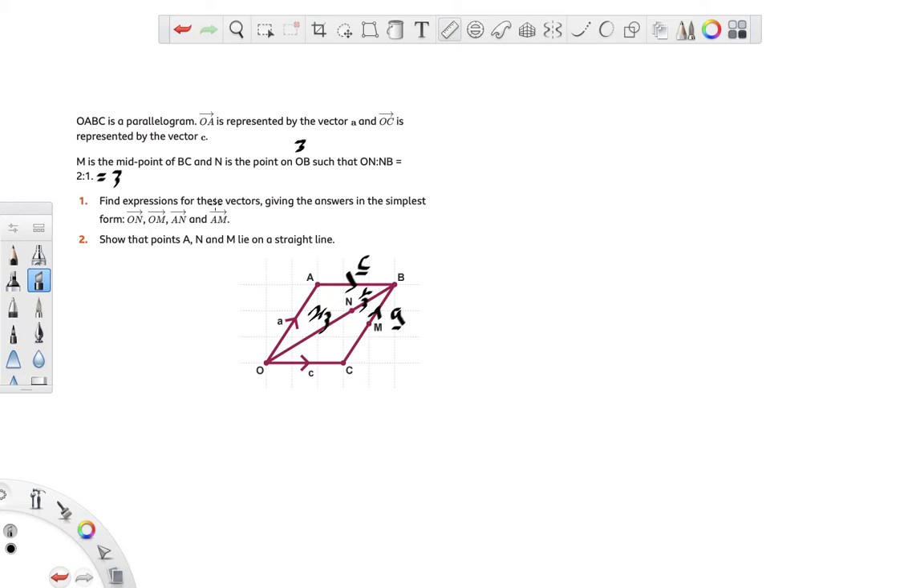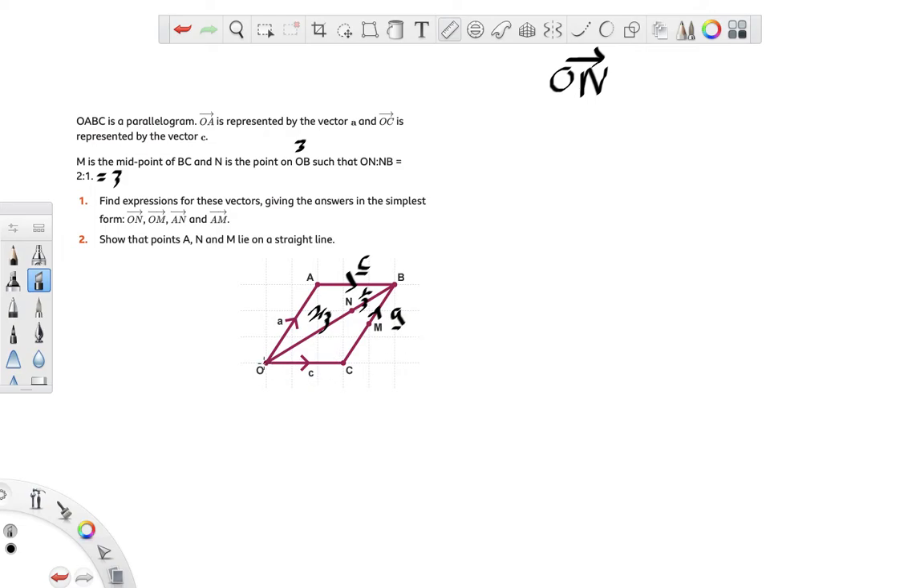Okay, so then we have the following questions. So find the expressions for these vectors, giving the answers in the simplest form. So O to N is our first one. So this is a slightly different question, but they're quite common. We'll see a lot of questions like this, and you will when you're revising and looking through textbooks or past papers or whatever.